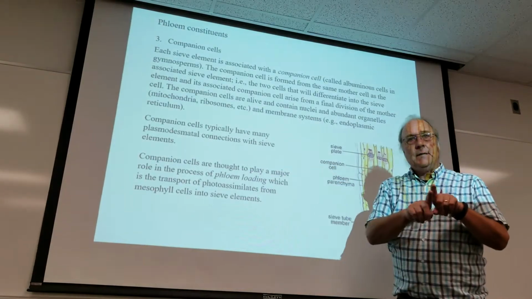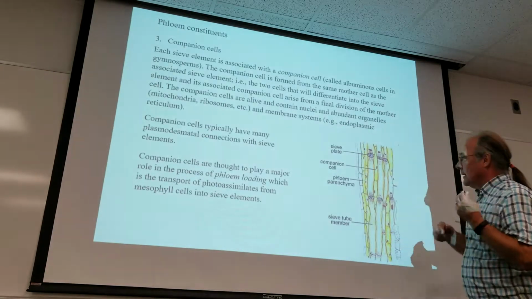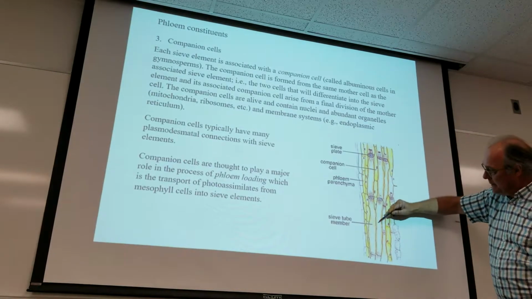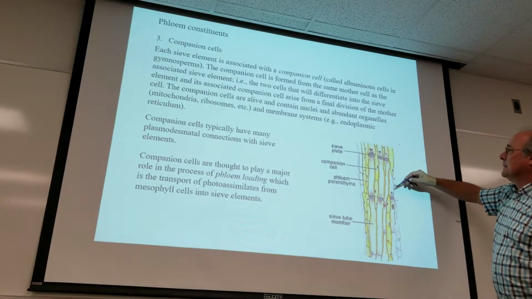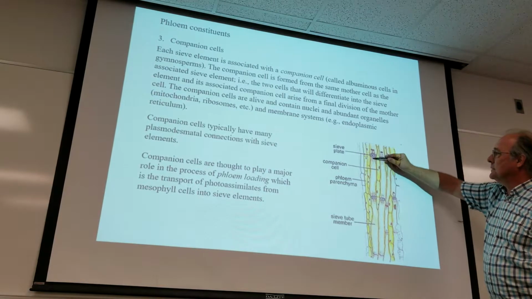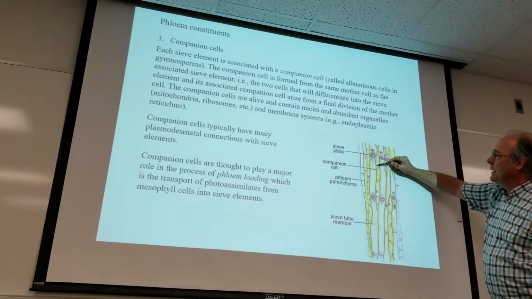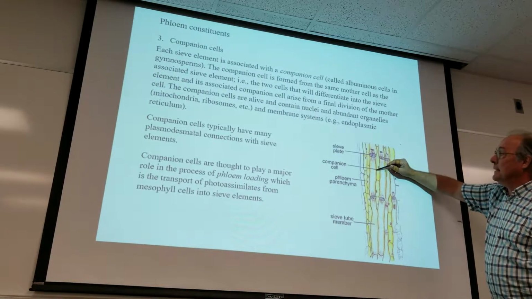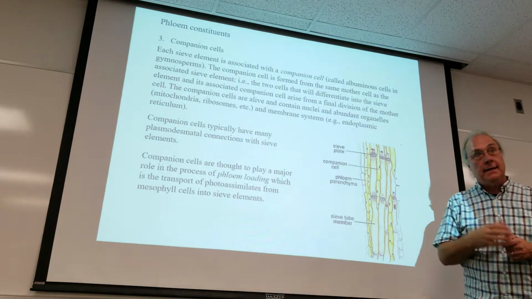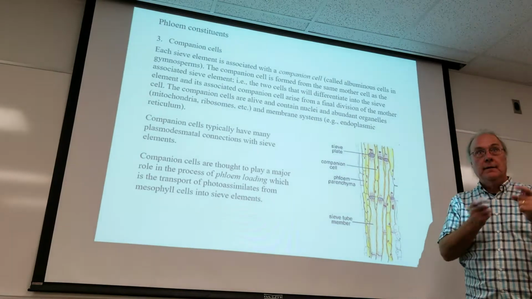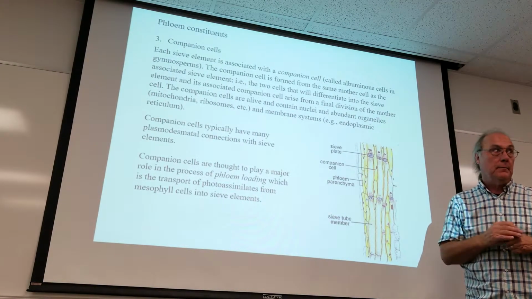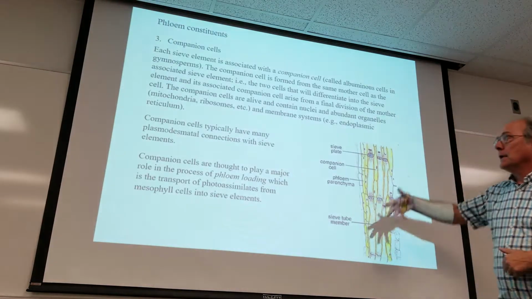There are lots of plasmodesmatal connections between a companion cell and the adjacent sieve cell. Here's a companion cell, here's a sieve tube member, and there are lots of plasmodesmatal connections between these two cells, which indicates that there's a lot of things moving one way or the other between those two cells. A lot of solutes, most likely. And we'll get into that.